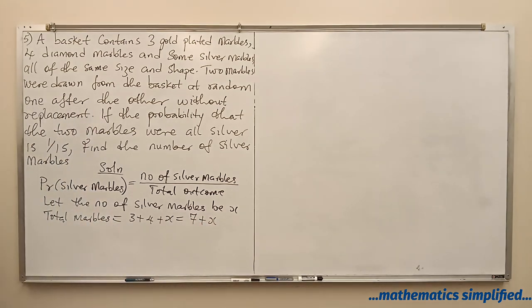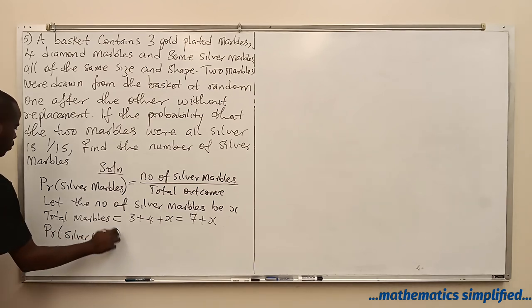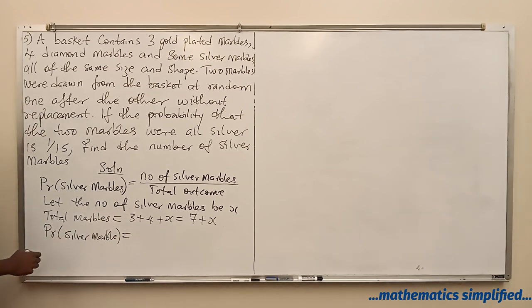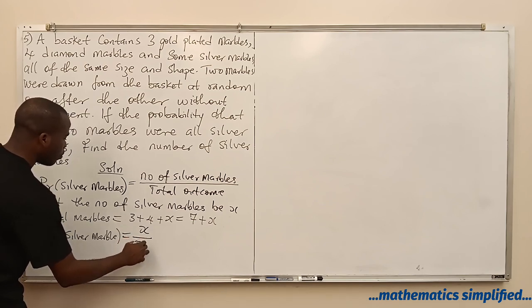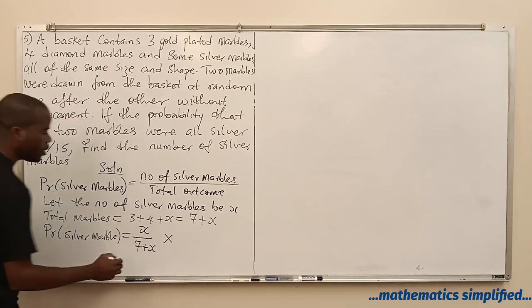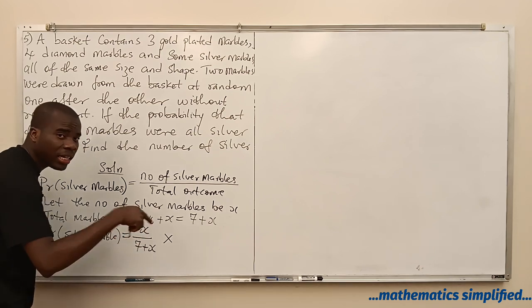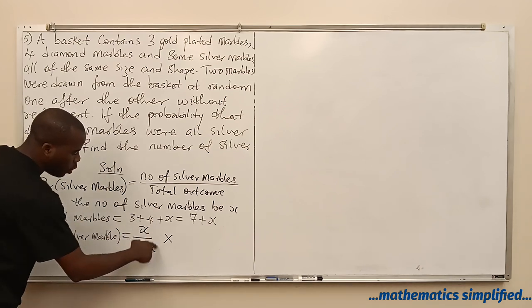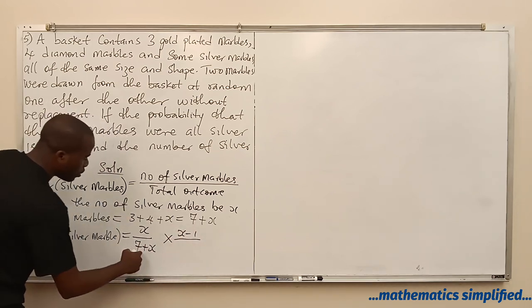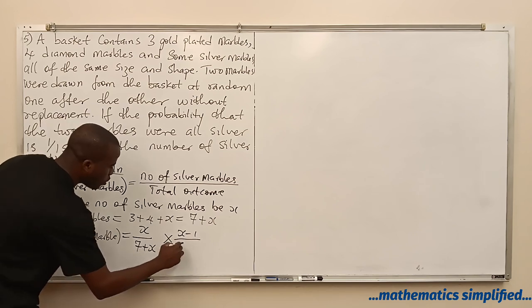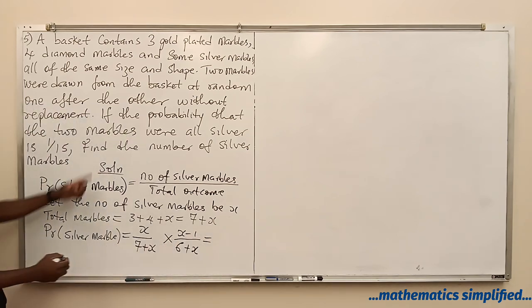And so the probability of picking a silver marble for the first time, the number of silver marbles inside will be x over 7 plus x, times the second time, the silver marble has decreased by 1 and the total outcome has decreased by 1 too. So silver marble will be x minus 1 over, so 7 plus x minus 1 will be 6 plus x. They told us that it is 1 over 15.